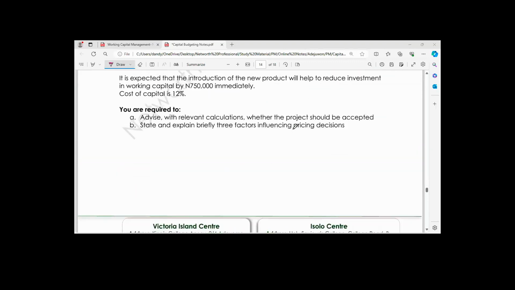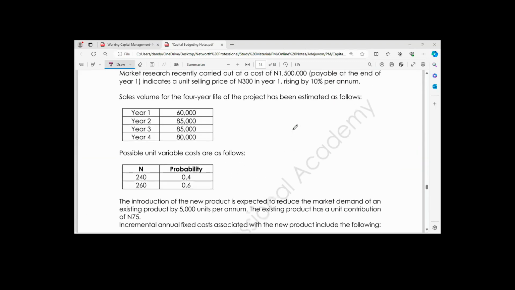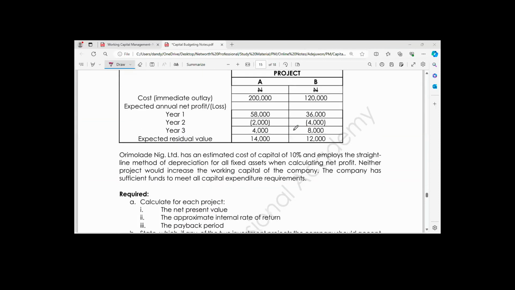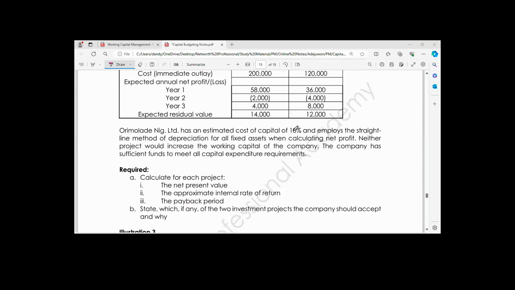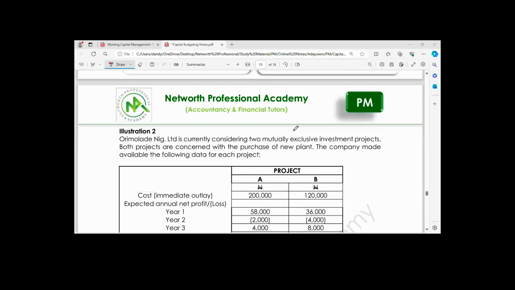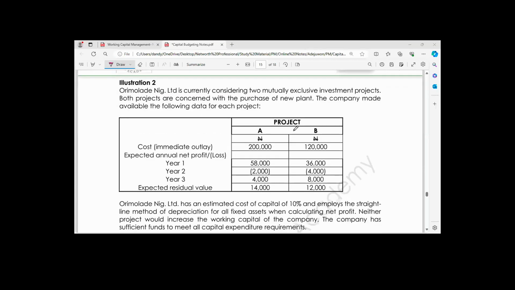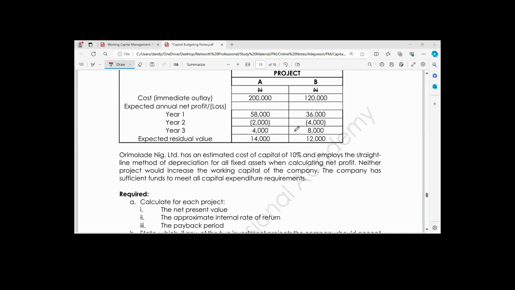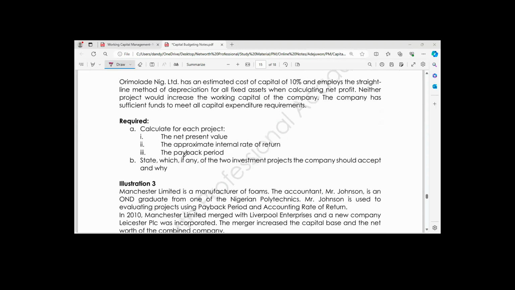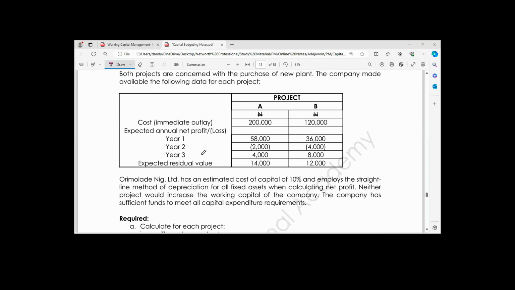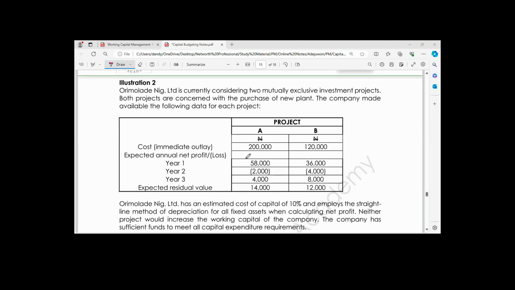Illustration two. Yes, let's solve this illustration number two. At least this will demonstrate the understanding on net present value, IRR, payback period. Then we can include accounting rate of return. Okay. Yes, I will read.